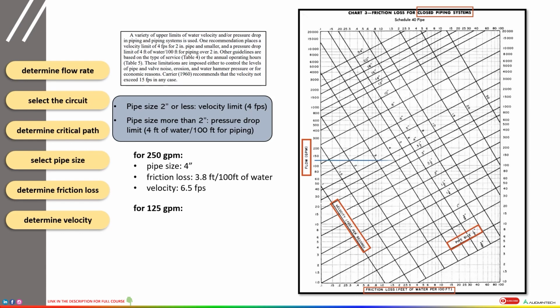So in this case, we'll just mark the 125 GPM between 100 and 150. We'll mark this value. And now we don't use the hit and trial method. We already know the value of friction loss has to be less than 4.